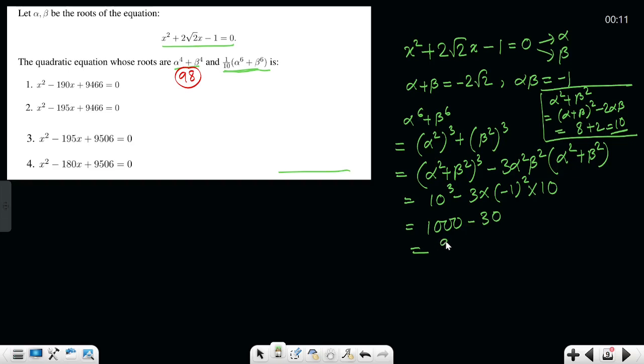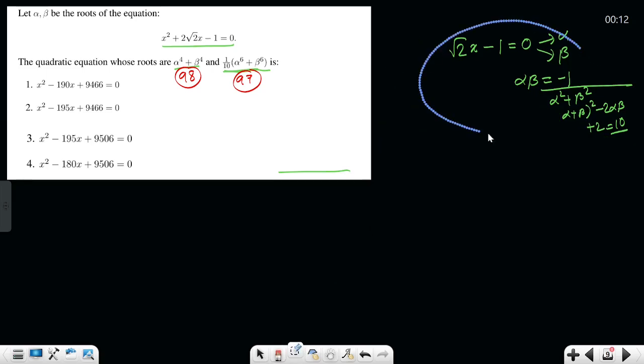We will get 970. So we got the value of alpha to the power 6 plus beta to the power 6, which is 970. According to the question, we need to multiply it by 1 by 10. So we are getting 97. Sorry, 97. So again, the value of this is 97. Clear? I hope it is clear to you.